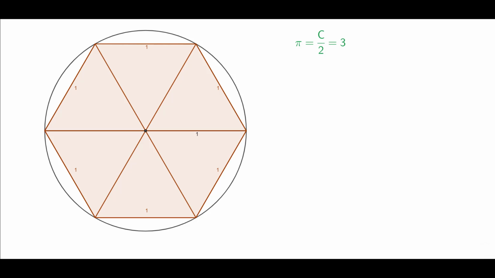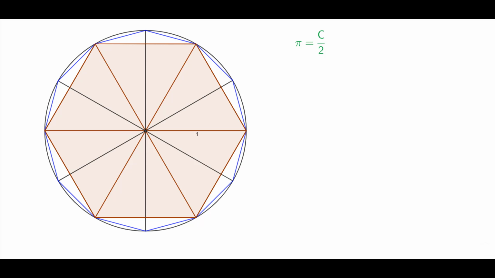I can do that by doubling the sides of my inscribed polygon. So now all I have to do is find the circumference of this 12-sided polygon to get a better approximation of pi. So let's do that. First, I'll draw lines from the center of the circle to each of the 12 vertices. Now I have a whole bunch of right triangles. So let's take one of these triangles.